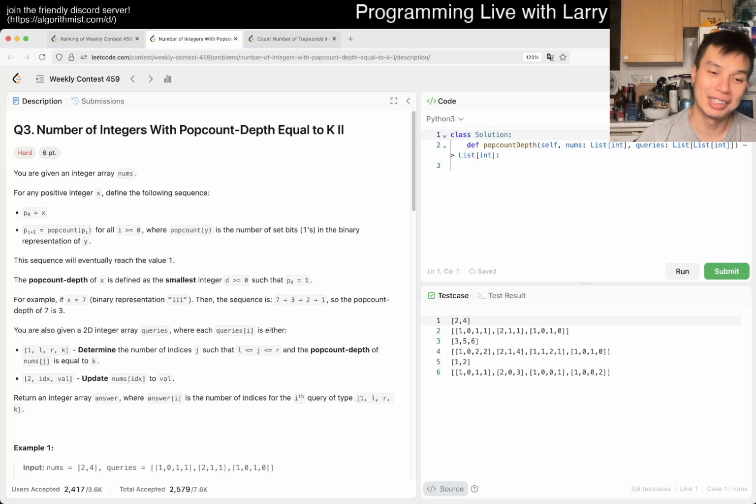Okay, let's actually read it. I think I'm trying to scan through it, but it's confusing. Okay, depth doesn't change. Okay, you're given 2D queries with query slider. Okay, number of indexes J. Okay, we're given nums.